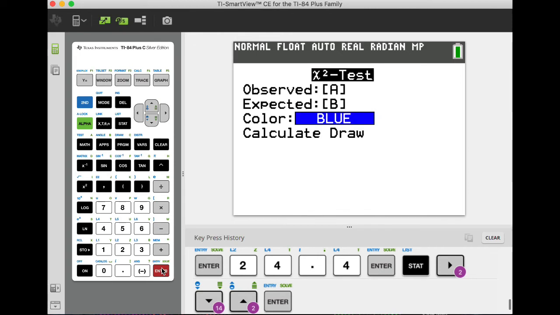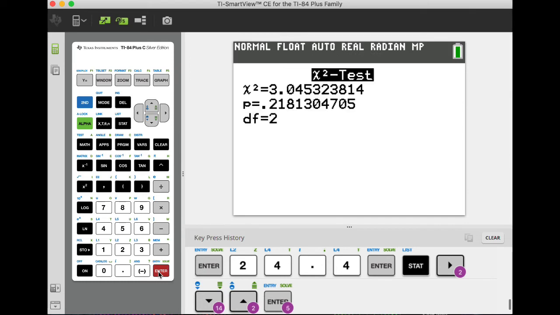And notice you see observed and matrix A is right there. If it isn't, have matrix A typed in. And then expected is matrix B. That's already there. And then you're going to press enter again to go down to the word calculate, so that calculate is highlighted, and then press enter here. And notice what we get. The chi-square value, 3.045, the p-value, 0.218, and then also df, which you might remember is degrees of freedom. So now we have everything that we need to go back to the workbook and answer the questions.